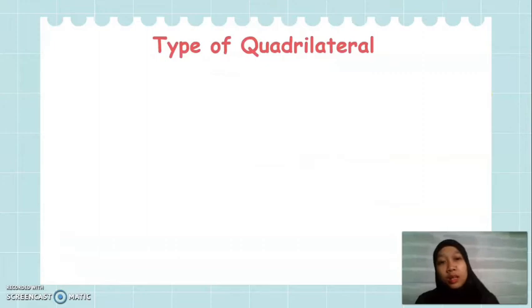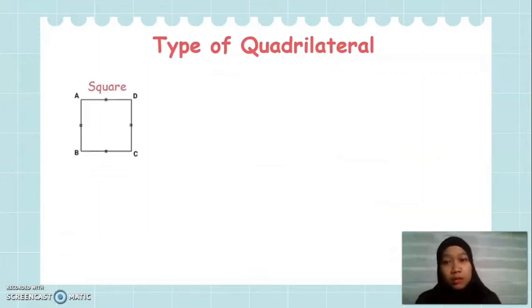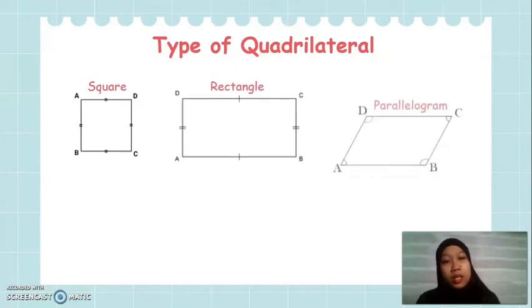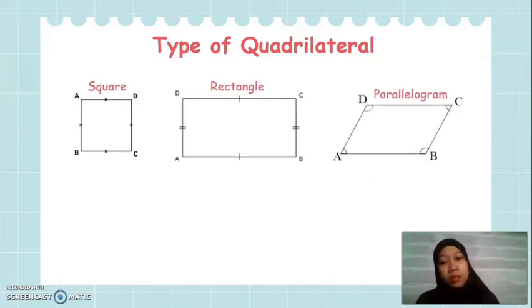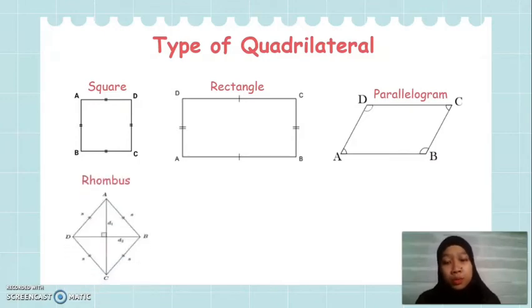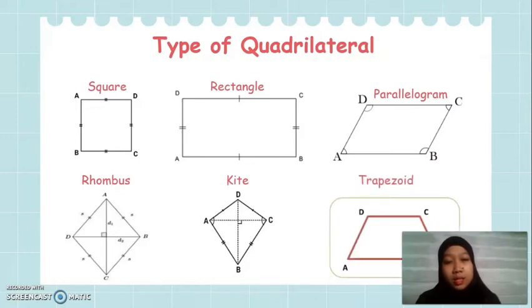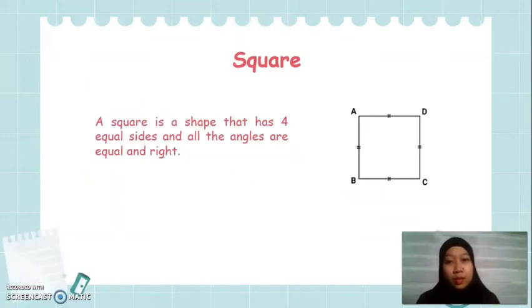Types of quadrilaterals. First is square. Second is rectangle. Third is parallelogram. Four is rhombus. Five is kite. Six is trapezoid. Let's discuss them one by one. Square. A square is a shape that has four equal sides and all the angles are equal and right.